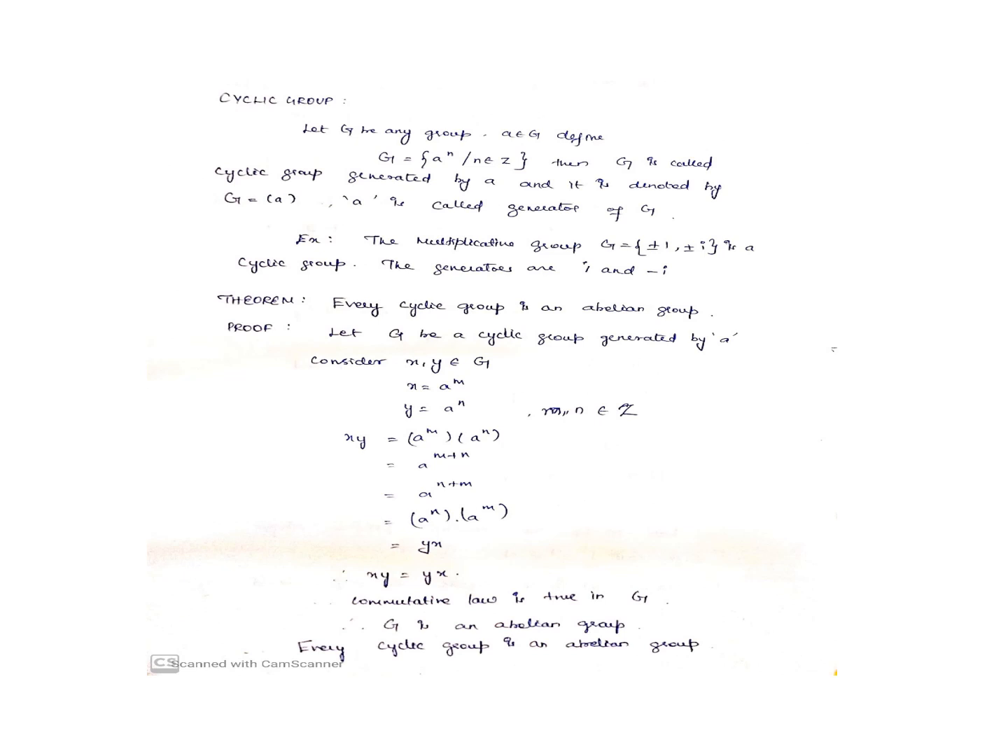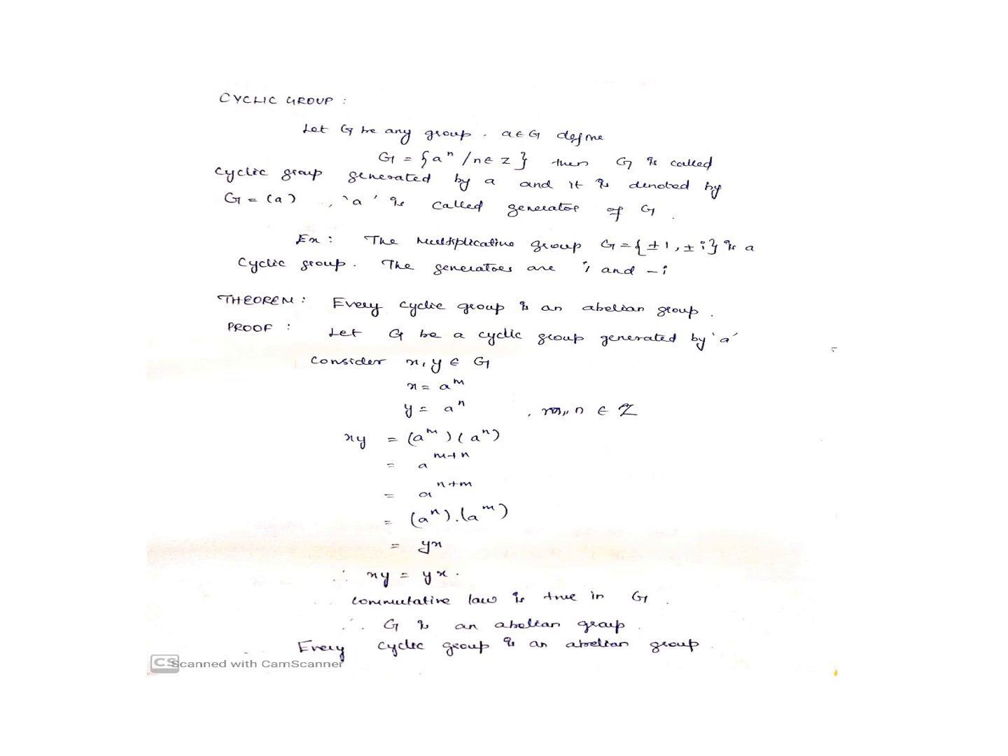We rewrite the m plus n as n plus m. That is equal to a power n into a power m, that is equal to yx. Therefore, xy is equal to yx. The commutative law is true in this group G. Therefore, G is an abelian group. We have proved that every cyclic group is an abelian group.